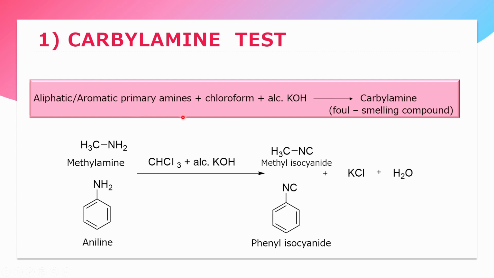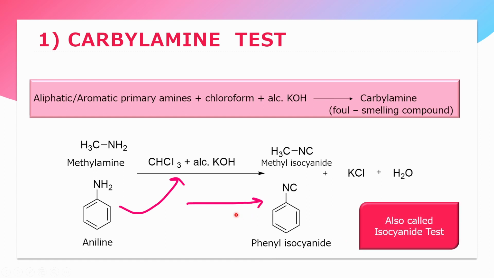According to the basic reaction, if we react an aliphatic or aromatic primary amine with chloroform and alcoholic KOH, we get a foul-smelling compound called carbolamine. So here I've taken two examples. The first is an aliphatic primary amine, and here aniline is an aromatic primary amine. In both cases, we are getting a substance called isocyanide. So that's why this test is also called the isocyanide test.